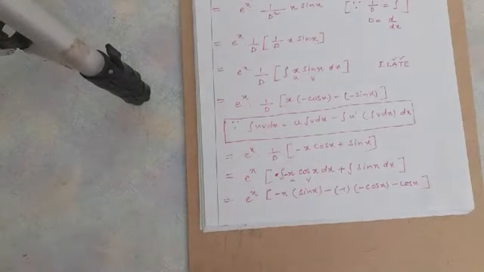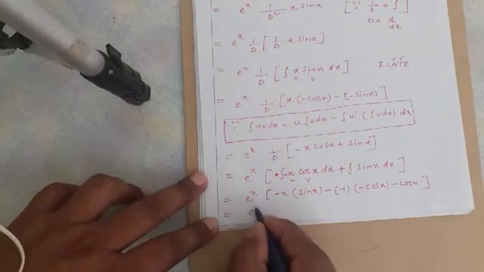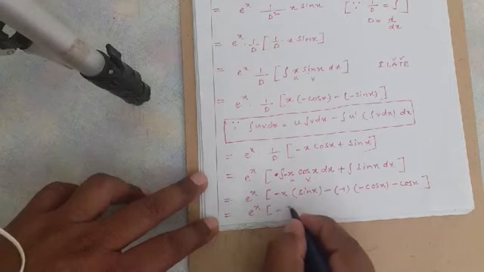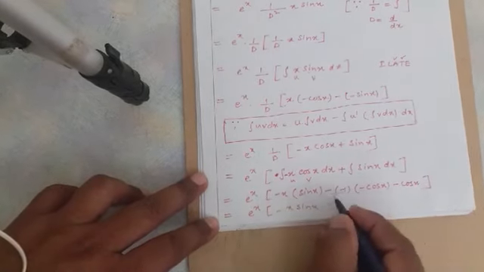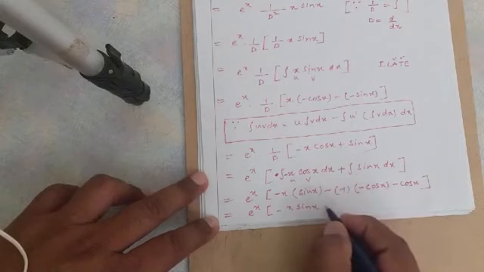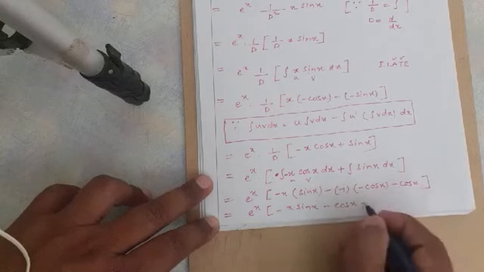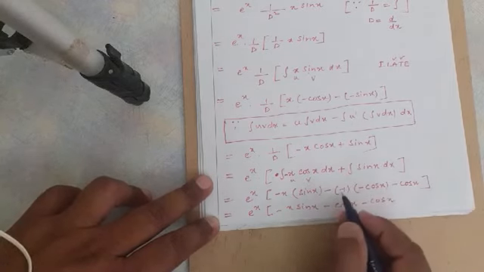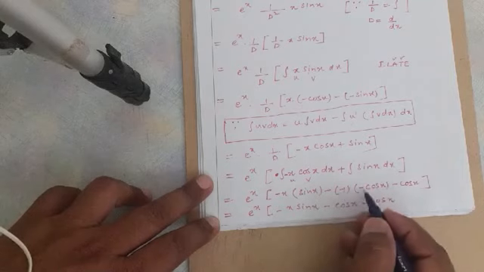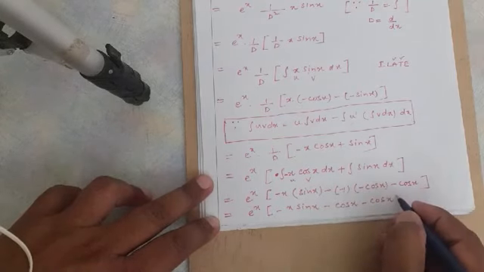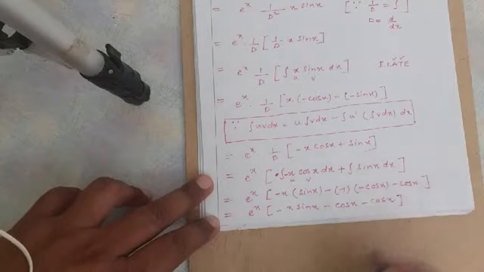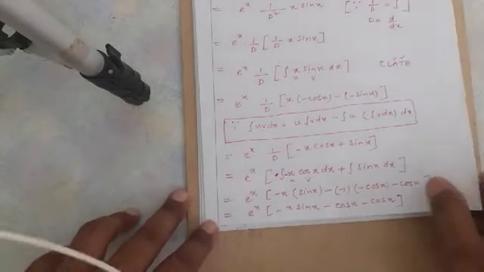Now just simplify. This becomes e^x, then in bracket you get minus x sin x, then minus into minus plus, plus into minus minus, so you get minus cos x, then again we have minus cos x. Minus into plus minus, you get minus cos x. Now just close the bracket and we'll write the last step at the back. Here you got the last step.